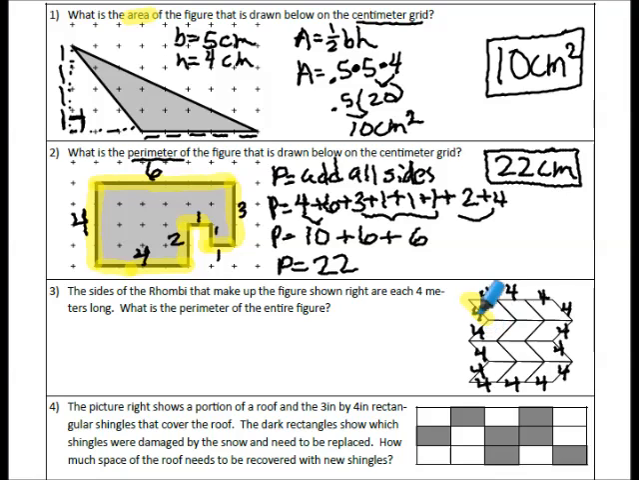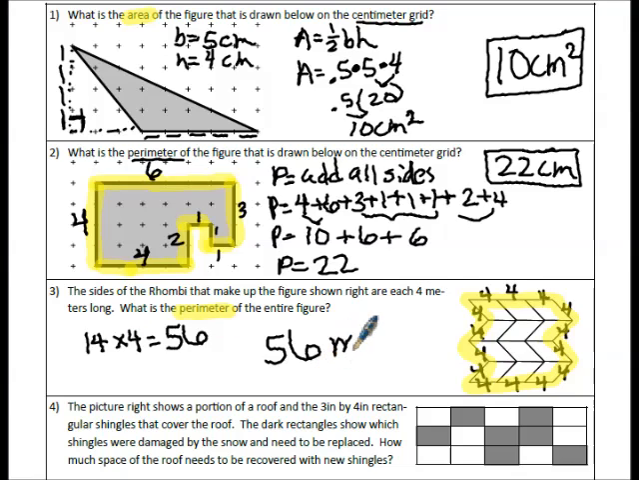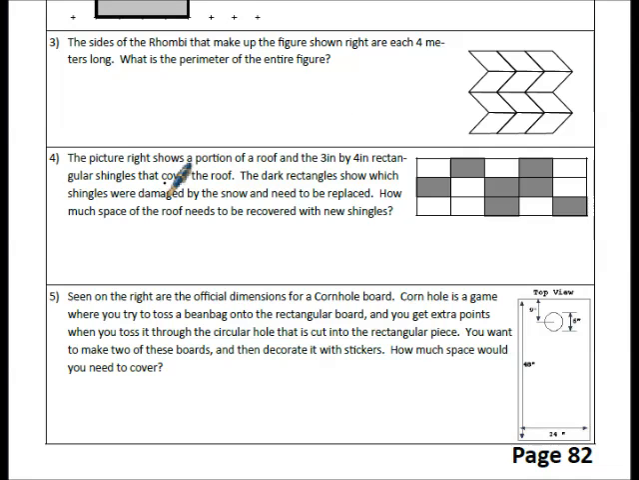So I have 1, 2, 3, 4, 5, 6, 7, 8, 9, 10, 11, 12, 13, 14 of those 4s. If I add up that 4 14 times, or just do 14 times 4, I'll see what my final perimeter is. And we see that there's 56 meters that go all the way around, the perimeter or the outside or the outline of that shape.